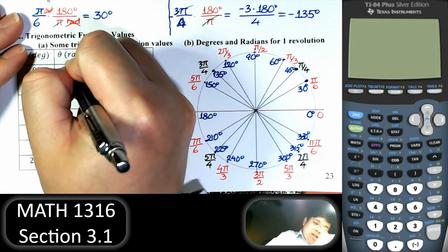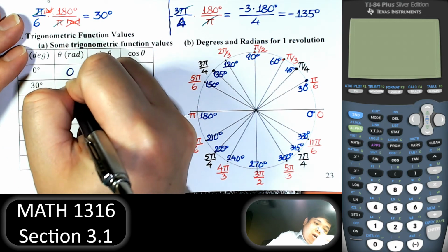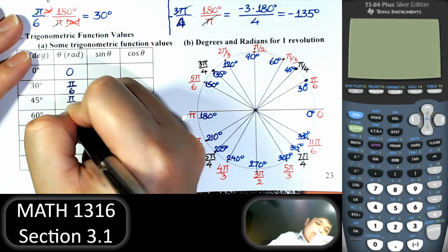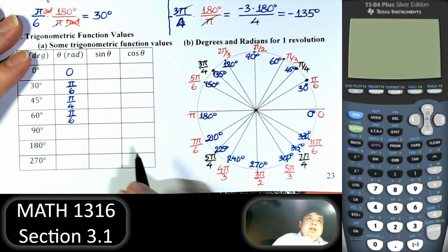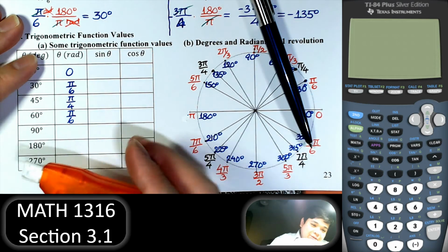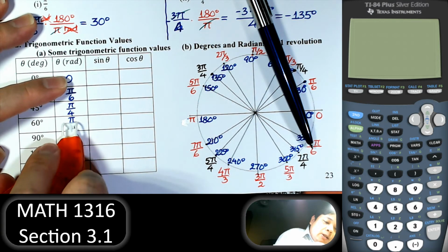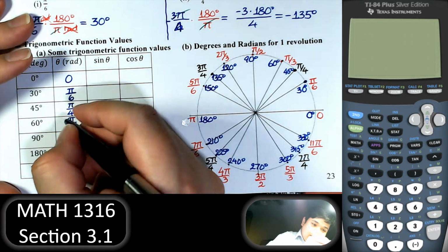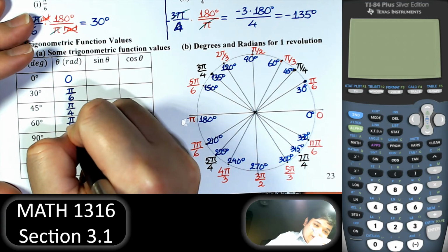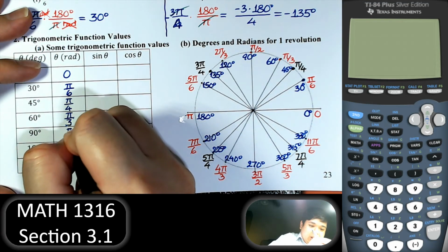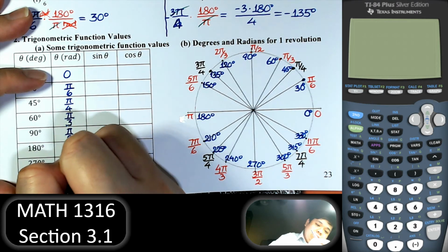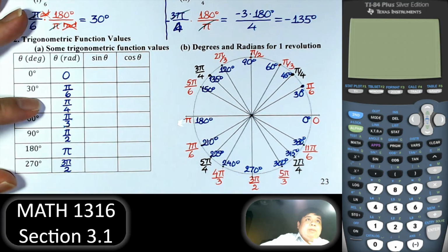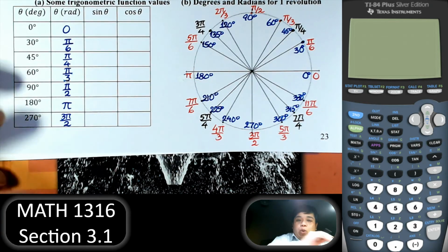Equivalent to 0 degrees is 0 radians. Equivalent to 30 is pi over 6. 45 is pi over 4. 60 is pi over 3, sorry. 90 degrees, pi over 2. 180, pi. 270, 3 pi over 2. Right. So now we will have an update.